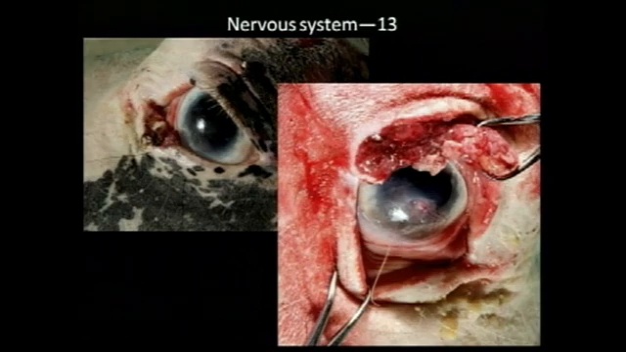Nervous system 13, we're switching gears just a little bit and leaving the nervous system per se and shifting into special senses and looking at a couple of eyes. They're actually from the same horse, but it's the right and the left eye. But both eyes had the same disease. And this is a fairly common lesion in the horse.